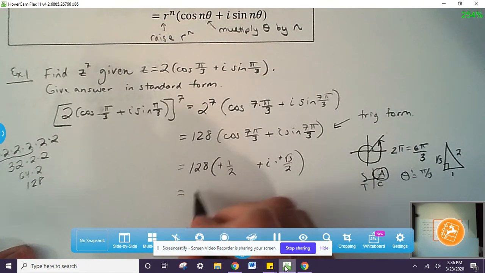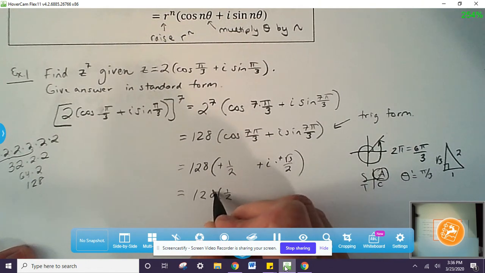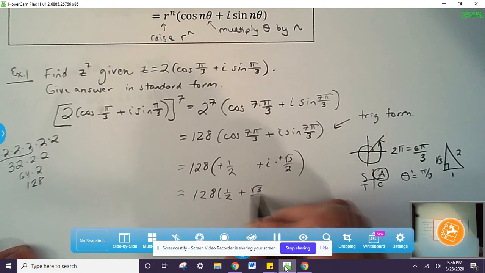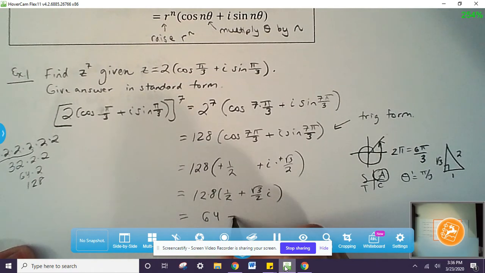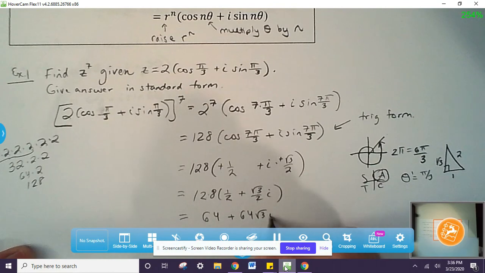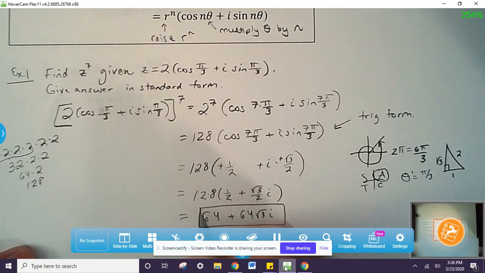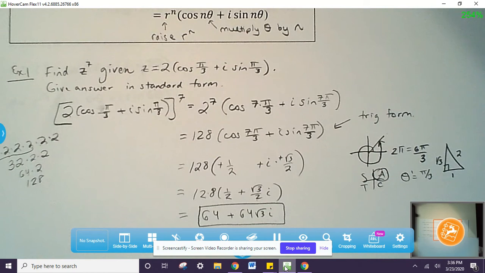So if we now distribute the 128 in, we are going to end up reducing because 128 times 1/2 is going to be 64. And then here 128 over 2 is going to be 64. And this is our final answer in standard form. Let's continue on for a couple more examples.